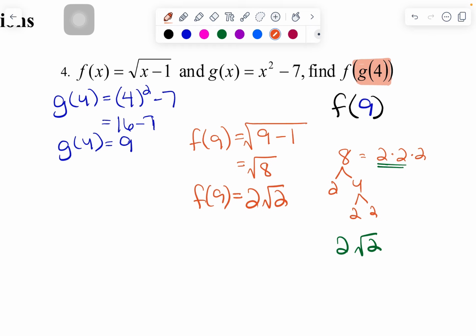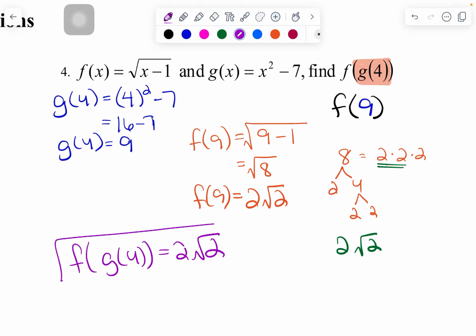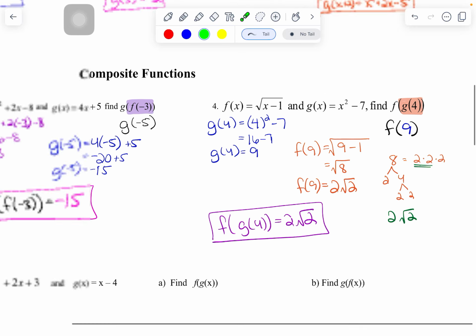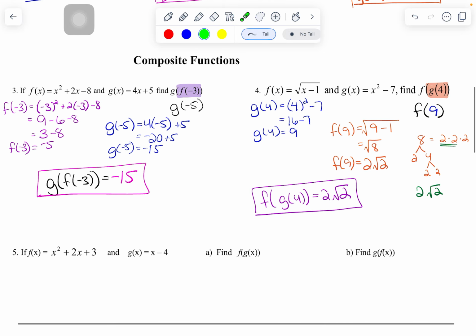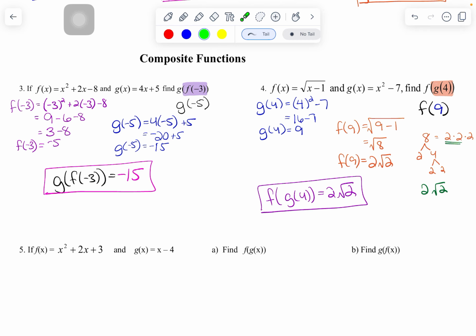So if I write a final answer here, I'll go purple. And so f of g of 4 is equal to 2 root 2. So start on the inside, and then work your way out. Composite functions like this, it's a function inside of another function. So we evaluated two different problems here, both of them numeric. And basically you want to be careful of which function you're starting with and which function you're ending with.